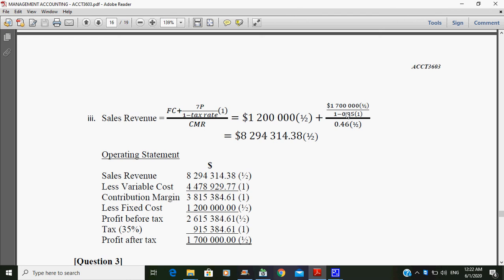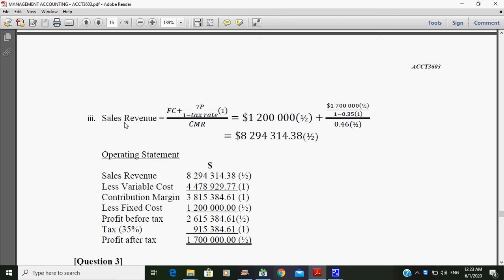You should work out this first to get your 2,615,384.62. Then you add it to the 1.2 million. You get 3,815,384.62. Then you divide that now by 0.46 and you get 8,294,214.38. This now will be your sales revenue. Good? That's the first part.